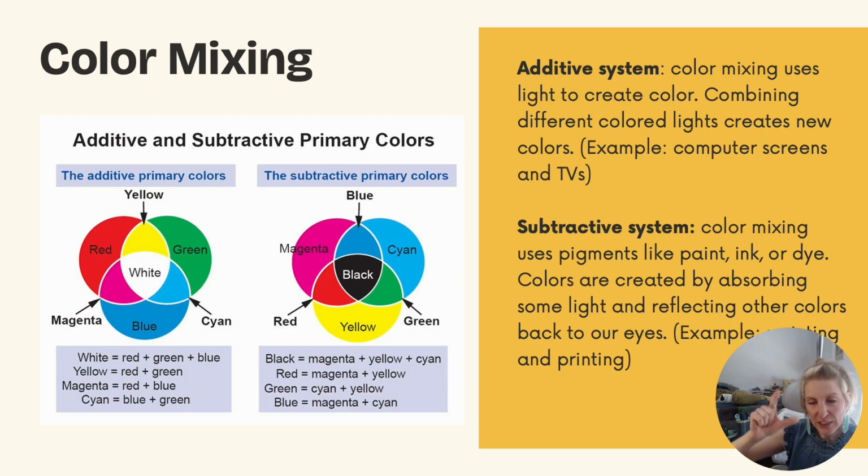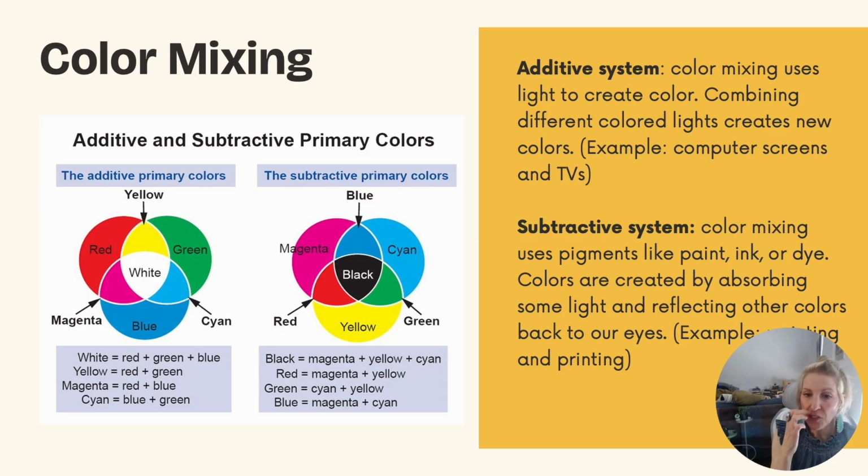So there's a couple different systems. We see additive or subtractive. Now, additive is a color mixing system in which combinations of different wavelengths of light create a visual sensation of colors. Additive color mixing uses light to create color. Combining different colored lights creates new colors. So when we're thinking about this, we're thinking about how color is present on computer screens or televisions or at the movies.